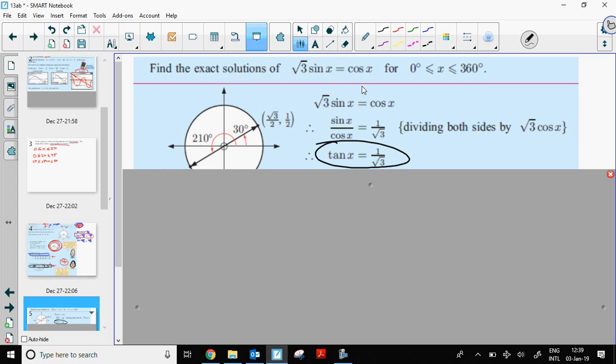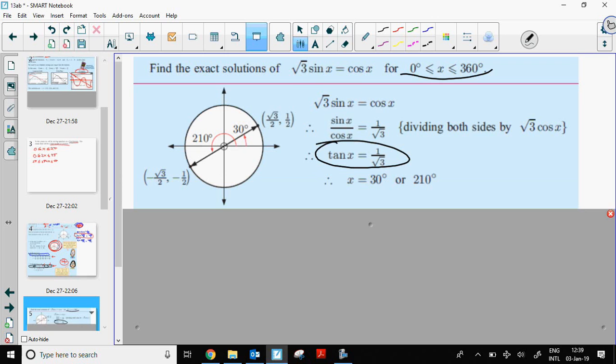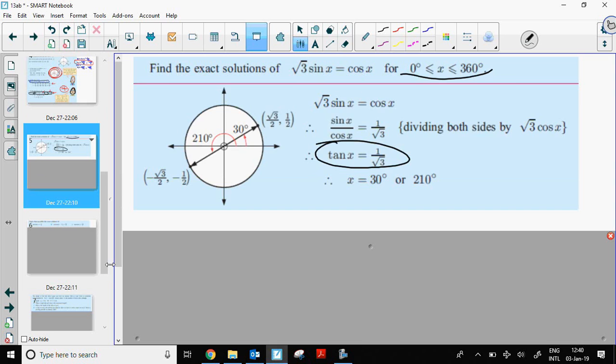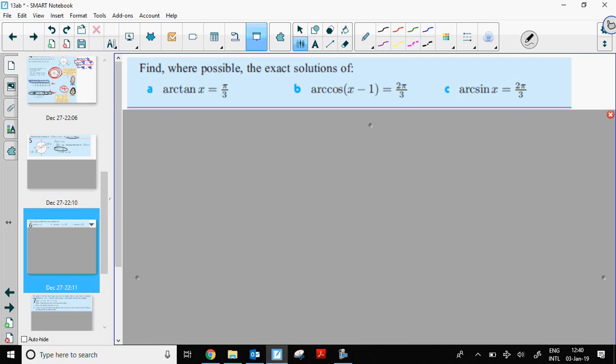That's something that we should know, right? Well, silly question, thinking in degrees, but whatever. Yeah, we should know that that's going to be 30 degrees or 210 degrees. All right, that one wasn't too difficult. How about these? Ooh, can we find exact solutions of these? Back to the inverse functions now.